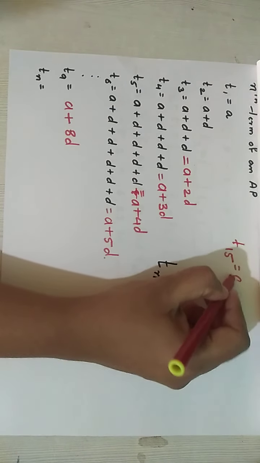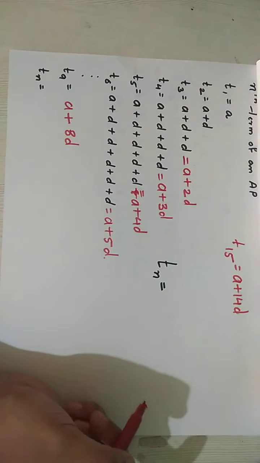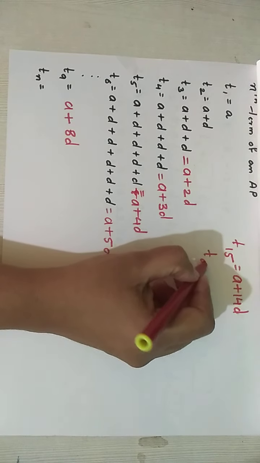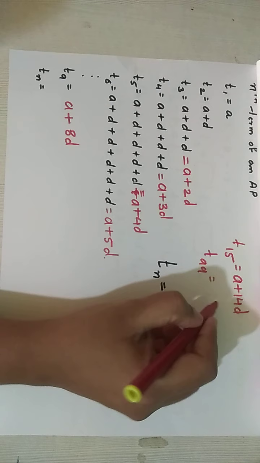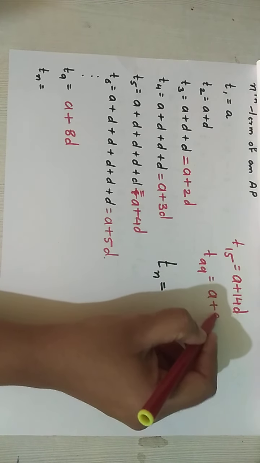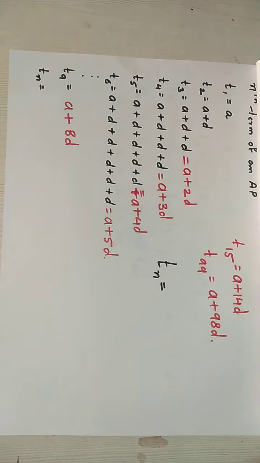T15 will be A plus 14D, correct. Can you make a guess for T99, the 99th term? Can you make a guess? T99 will be A plus 98D. Very good. A plus 98D.